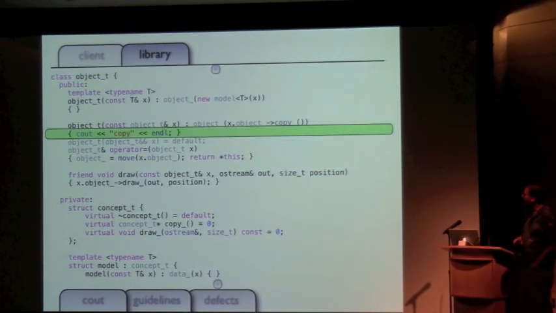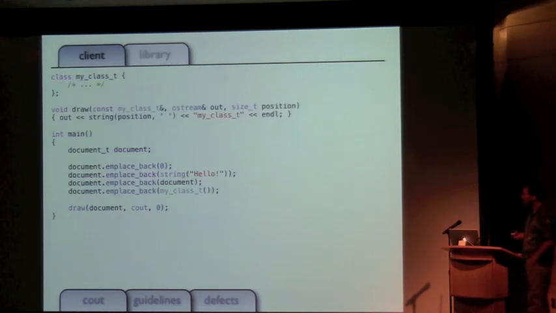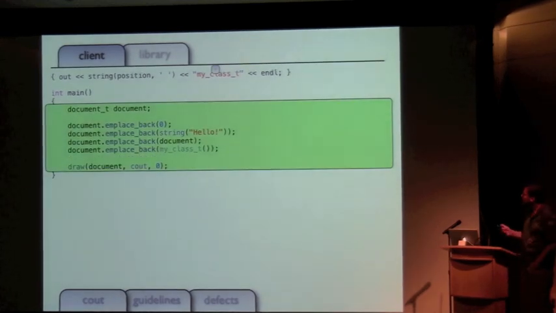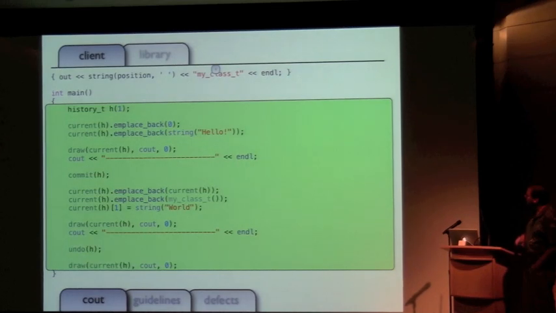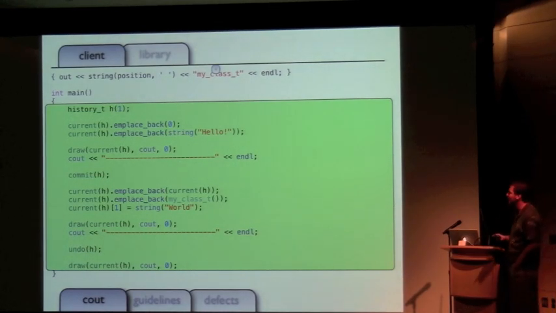So just to see what's going on here, we're going to redecorate our copy constructor to say copy. Okay. Now let's take this code, get rid of all that, and we're going to do this. We're going to create a history with one element for our current state. We're going to take that current state, which is just the back of our history. We're going to put 0 and hello. We're going to draw it. We're going to put out a line so we can see what's going on. We're going to commit our operation. We're going to put out current my class.